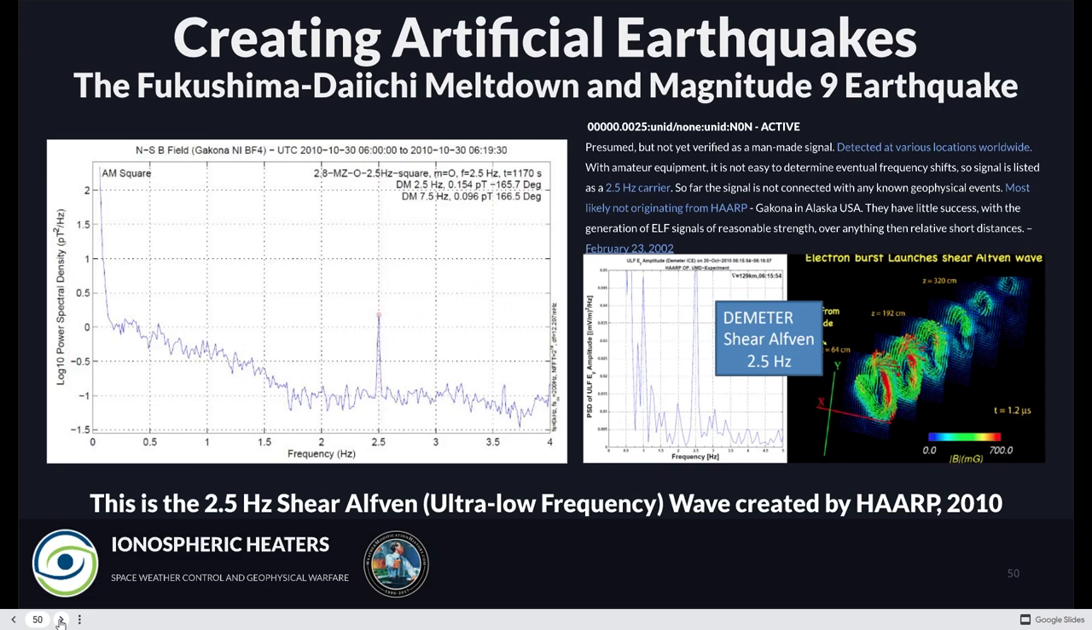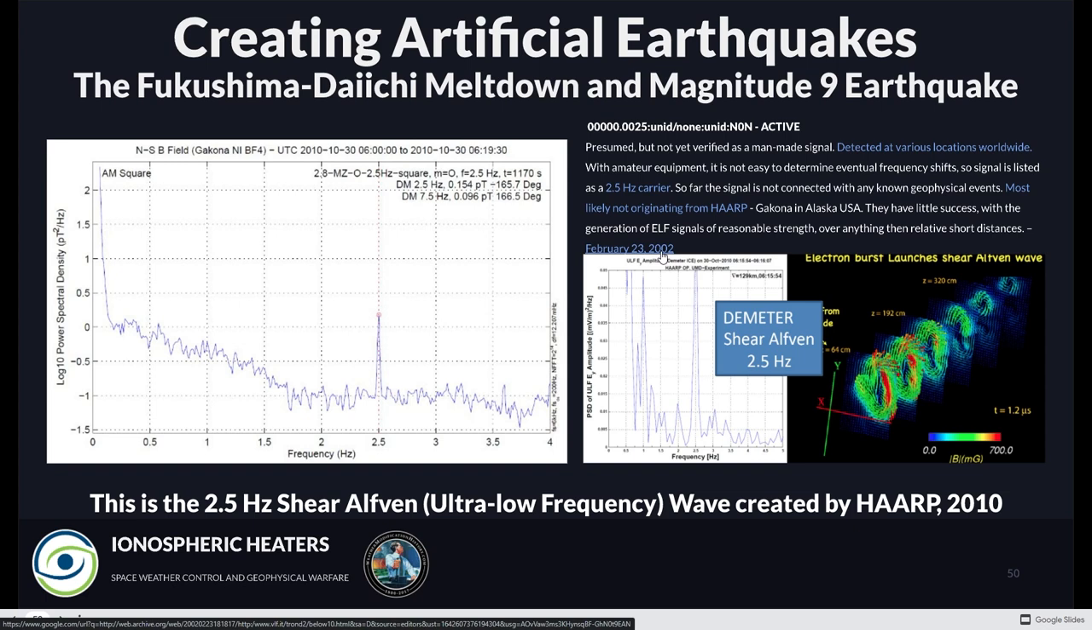The Fukushima Daiichi nuclear meltdown, and according to Trond VLF, one of the VLF transmitting sites, the 2.5 hertz signal, active, presumed but not yet verified as man-made signal, detected at various locations worldwide. With amateur equipment, it is not easy to determine eventual frequency shifts, so signal is listed as a 2.5 hertz carrier signal. So far, the signal is not connected with any known geophysical events, most likely not originating from HAARP, Gakona, Alaska. They have little success with the generation of ELF signals of reasonable strength over anything relative short distances. And this was written in February 2002.